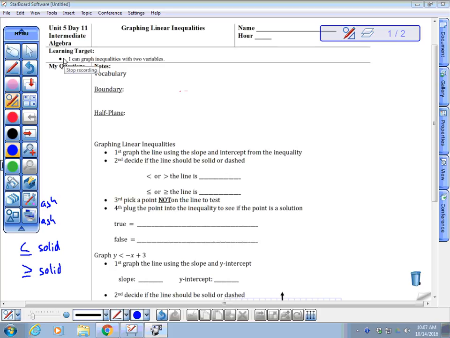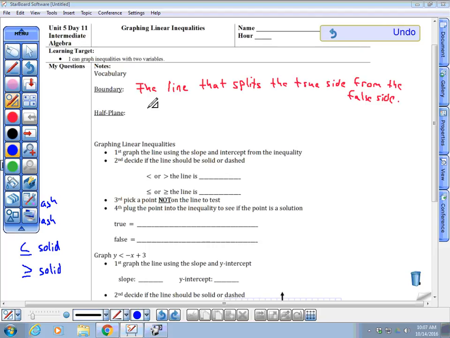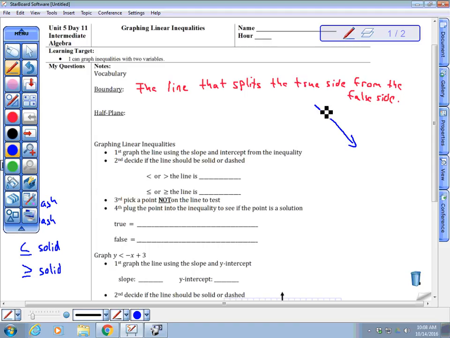All right, today we are looking at graphing linear inequalities with two variables. So let's look at a few definitions real quick here. Boundary is the line that splits the true side from the false side. So basically you're going to have some sort of line that's going to be graphed, and on one side you're going to have dots that will be true if you put them back into the inequality, and they will become true statements. And then the other side, if you tried these points over here, they would be false. They would not work in the original inequality.